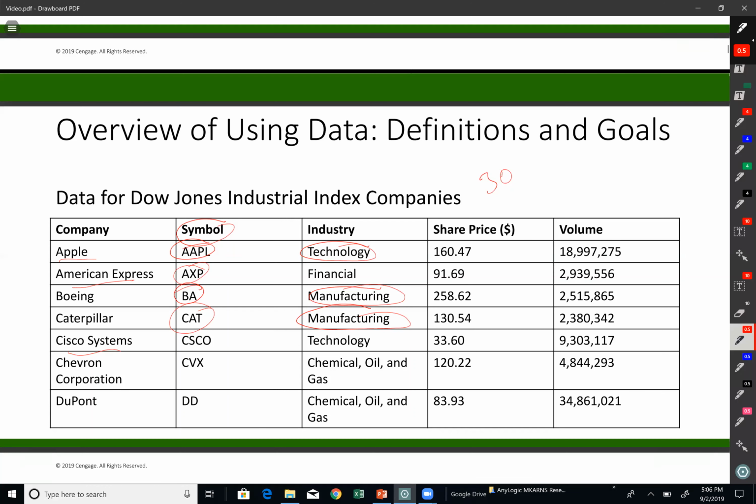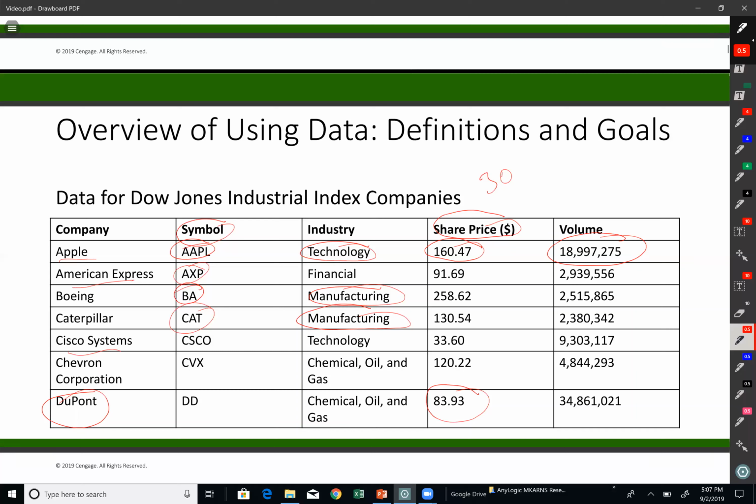And you can see share price for these companies at some point in time. So for example, at this time, Apple was 160.47 and DuPont was traded at $83.93. Right, so these numbers, of course, do change every milliseconds based on supply and demand for a given company. And you can see here the volume, and the bigger the firm in general is, more volume we have. This shows how many shares are bought and sold by the investors.